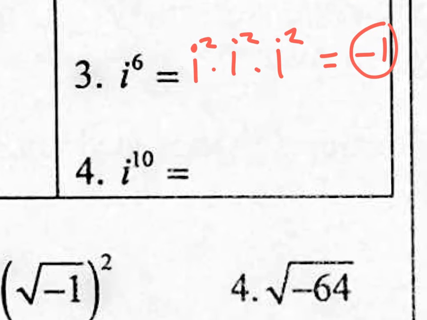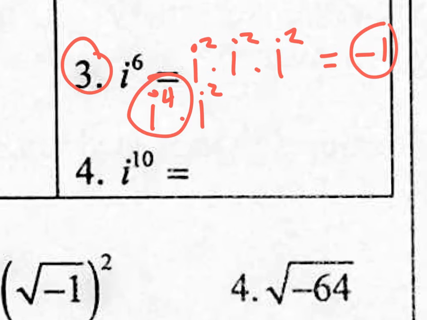How about i to the 10th? You could do i to the fourth times i to the fourth times i squared, or going back to the previous one, i fourth times i squared. We said i fourth was 1, and i squared is negative 1. So you have 1 times negative 1. It's negative 1.